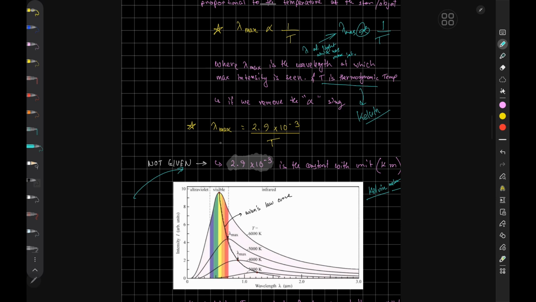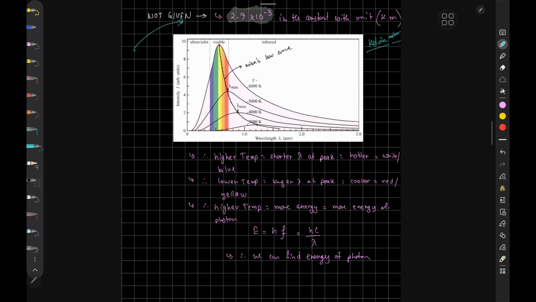Of course, lambda wavelength has a unit of meter, so this needs to ultimately cancel out to have a unit of meter as well. So this constant has a unit of Kelvin times meter, and temperature has a unit of Kelvin, so Kelvin can be cancelled, so you're left with meter, which is ultimately the unit of lambda, or wavelength. But yeah, you get the point. So there you go.